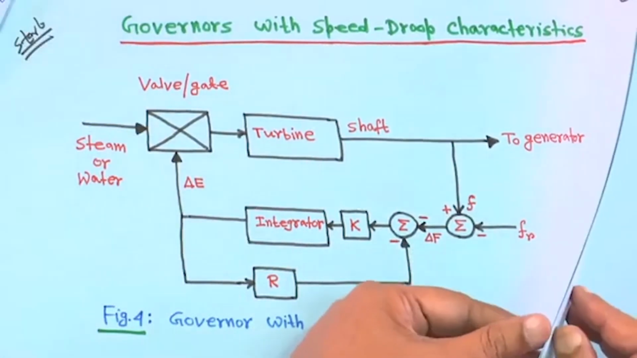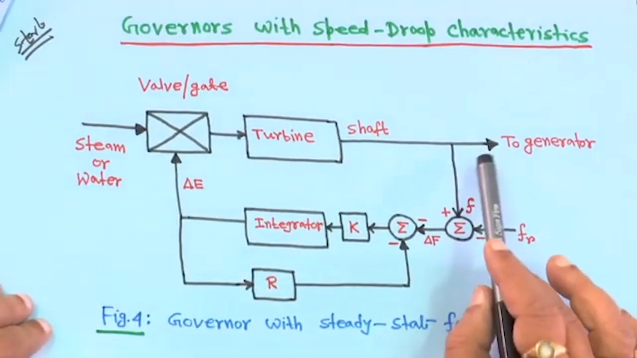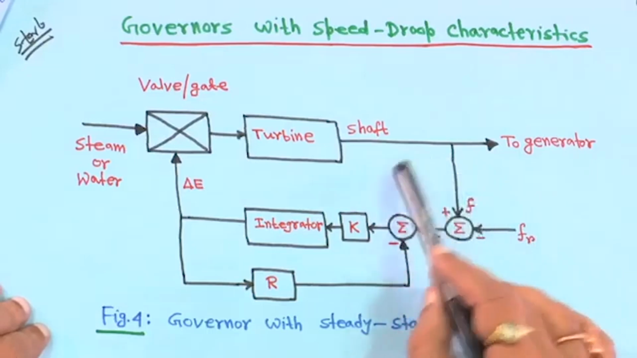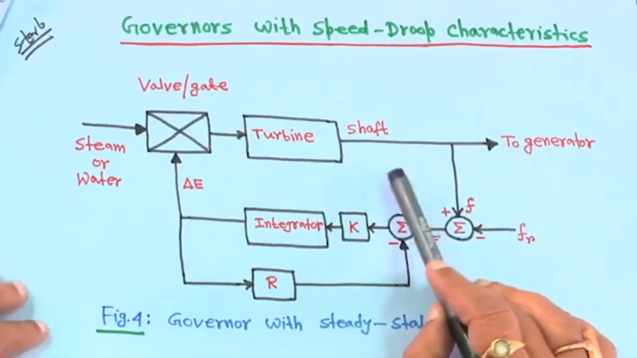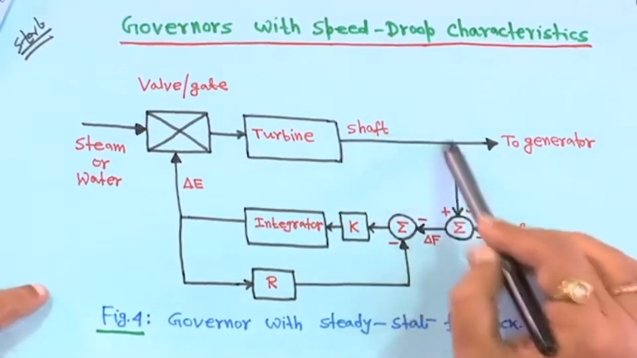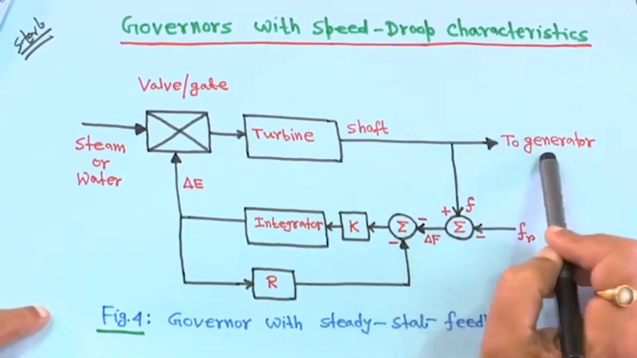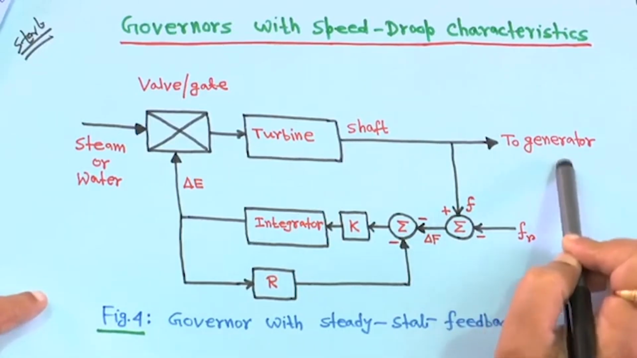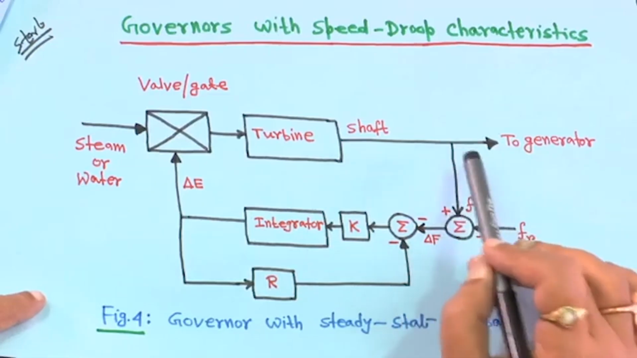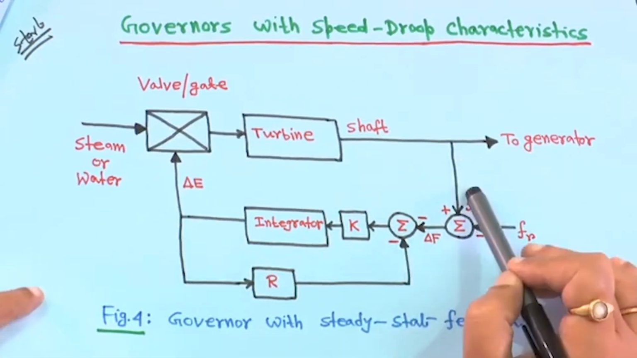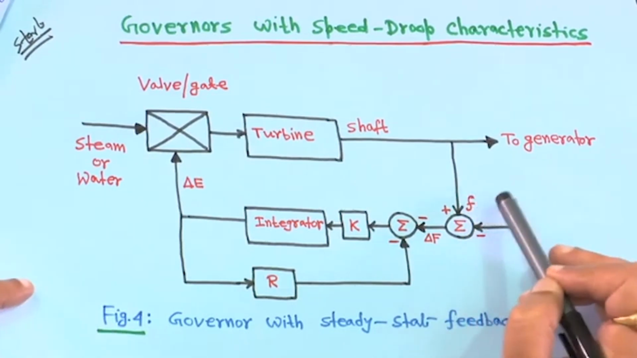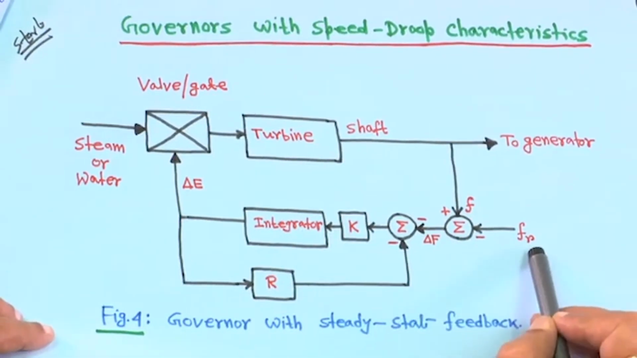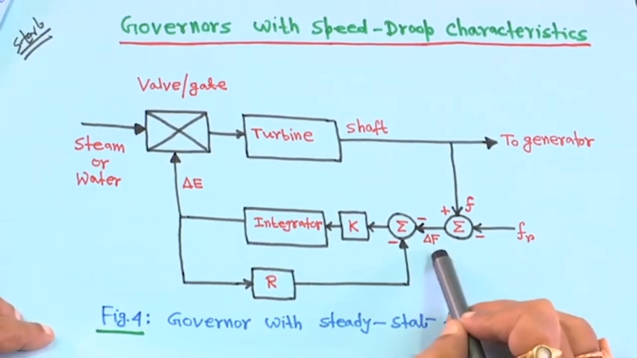I already told you that this is the shaft. Your speed or frequency is being sensed from the shaft, because the generator and turbine are coupled together and rotating. If it is a 50 hertz system, then a synchronous generator rotates at synchronous speed, 3000 rpm. Therefore, we are sensing the speed or the frequency, since omega is equal to 2 pi f. This is the reference set point, the reference frequency, and the difference is delta f.